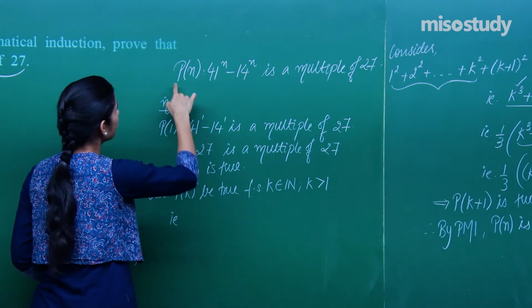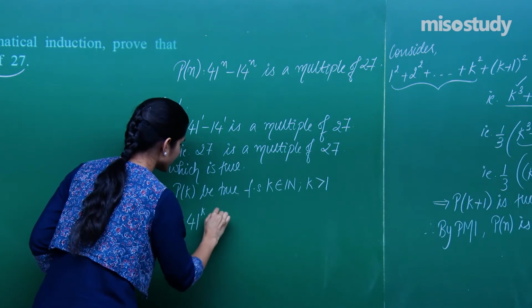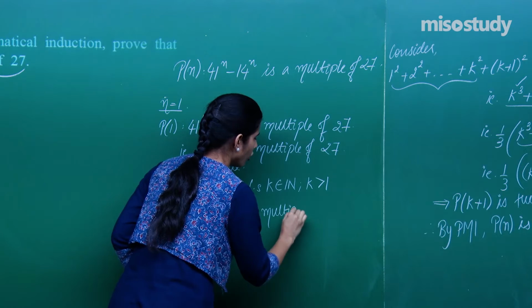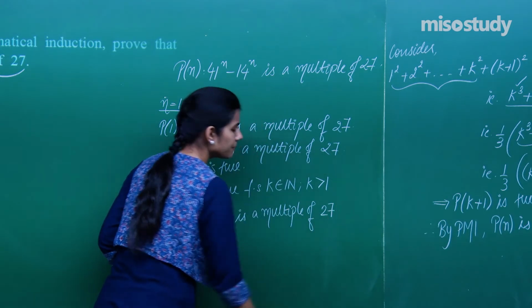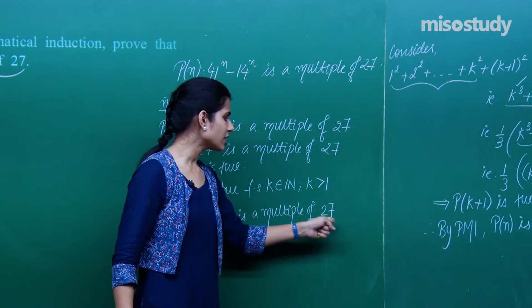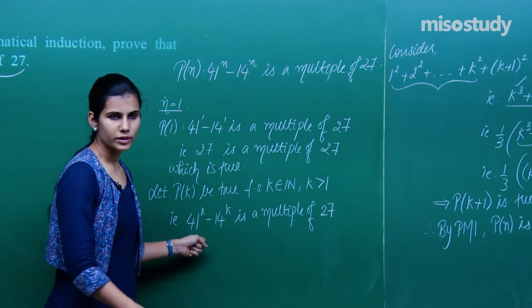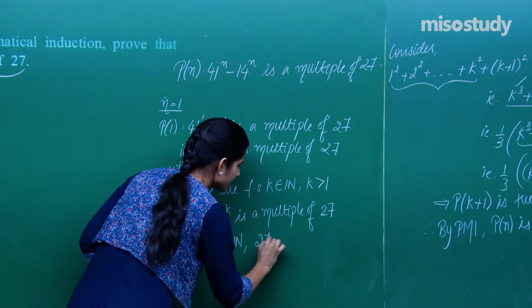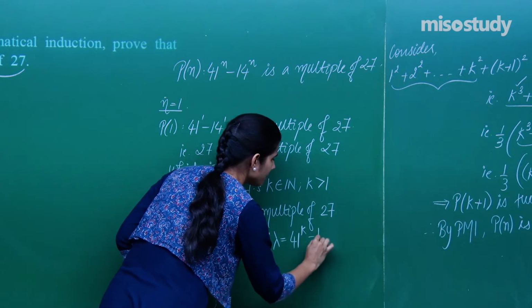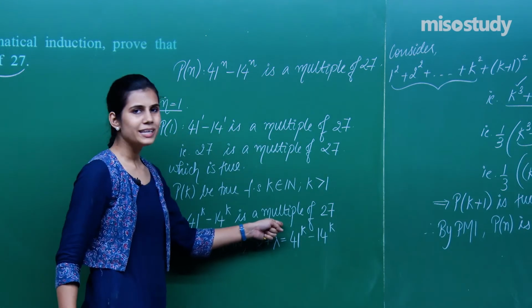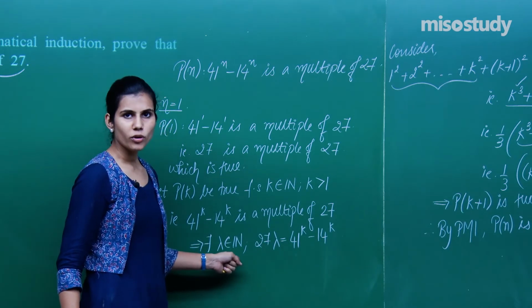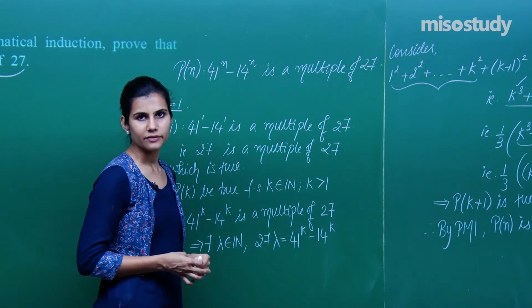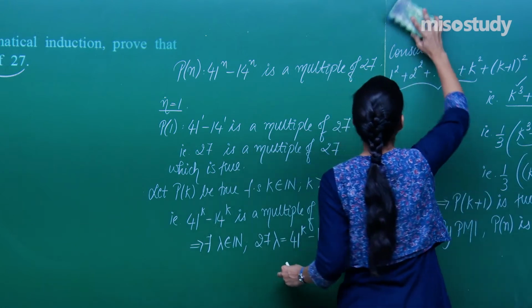If Pk is true, that means 41 to the power k minus 14 to the power k is a multiple of 27. If it is a multiple of 27, that means by multiplying some natural number into 27, I will be able to obtain this quantity. This implies there exists some natural number lambda such that 27 into lambda gives me 41 to the power k minus 14 to the power k. I have just used the meaning of being a multiple of: there exists some quantity with which if I multiply 27, I get this particular number. That means this number is a multiple of 27. This is something that I have with me.